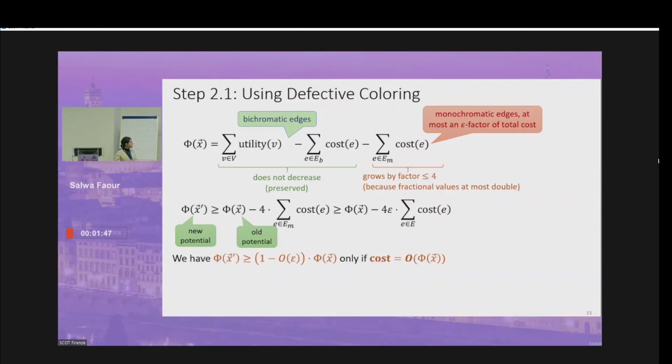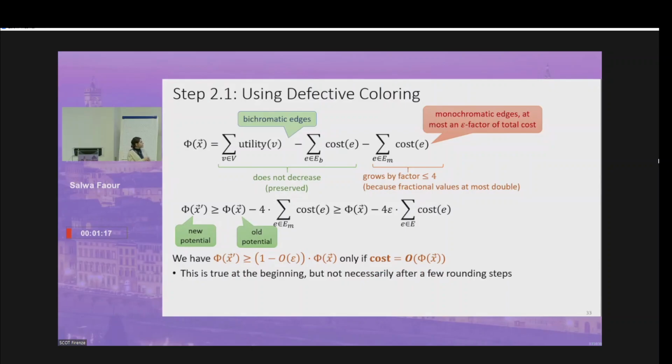Now, the idea is that if I don't want it to decrease too much, then I would like to show that this cost, the total cost, is in big O of the potential. So if I show this, then I know my new potential is at least 1 minus some epsilon of the old potential, right? And this would be good enough for me if I run log delta phases, because at the end my potential doesn't decrease too much, as I explained before.